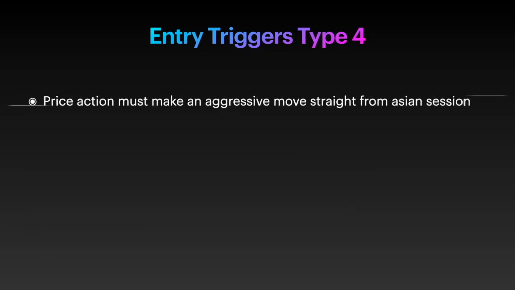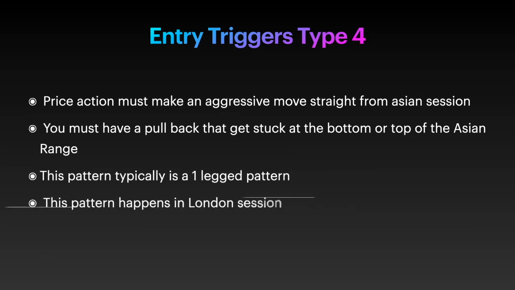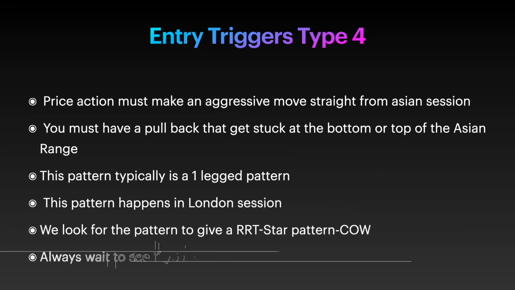Type 4s. Price action must make an aggressive move straight from the Asian session. You must have a pullback that gets stuck at the bottom or the top of the Asian session. These patterns are, again, typically one-legged patterns. These patterns happen during the London session. And the same thing as type 3s, you look for railroad track, star patterns, or cord of wood. The same thing as before, you always wait for the pullback to happen. When you start backtesting, you'll see why the pullbacks are so important.